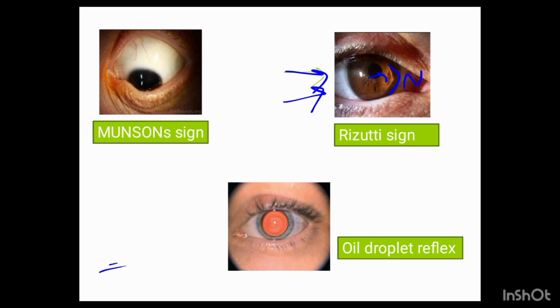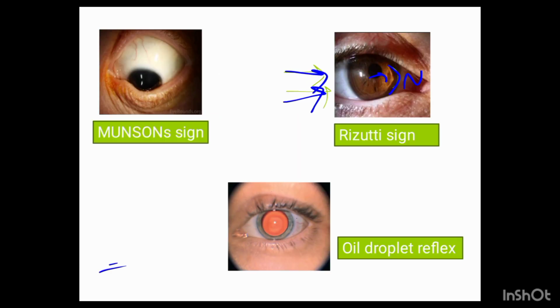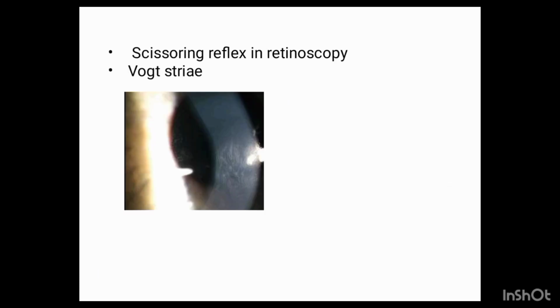Next comes retinoscopy. What kind of finding do you expect in retinoscopy? Oil droplet reflex is also known as Charlick's sign. In retinoscopy, you can see a scissoring reflex. And one other finding here is Vogt striae, seen in case of keratoconus.